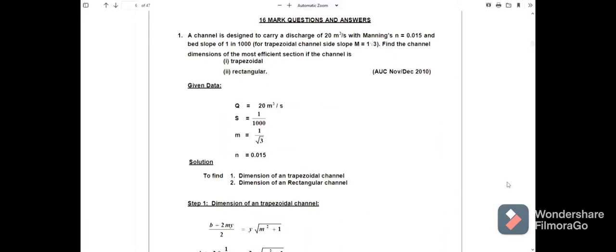A channel is designed to carry a discharge of 20 meter cube per second with Manning's n of 0.05 and bed slope of 1 in a meter, and for the trapezoidal channel the side slope is given. Find the channel dimensions of the most efficient section if the channel is trapezoidal or rectangular. The solution is below.